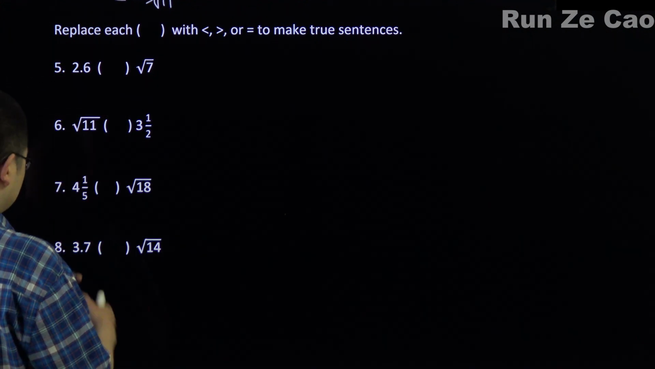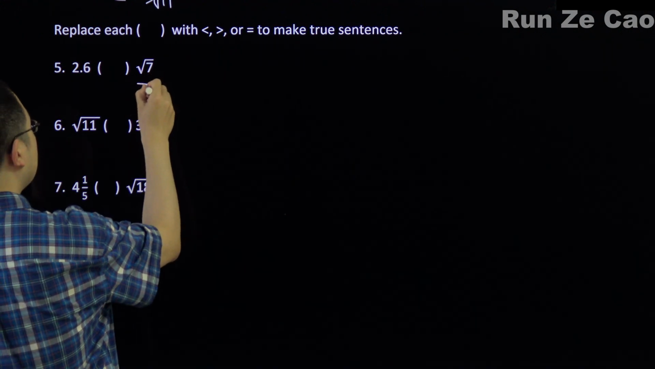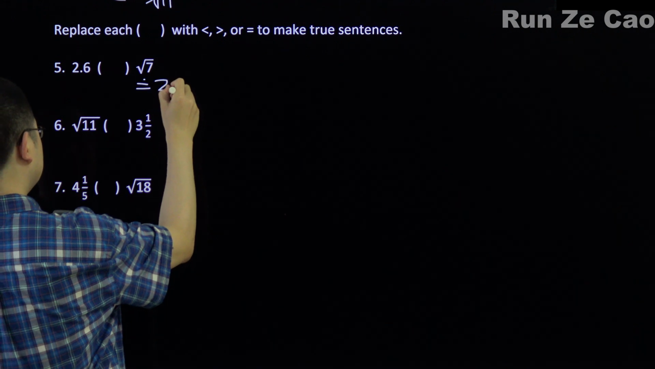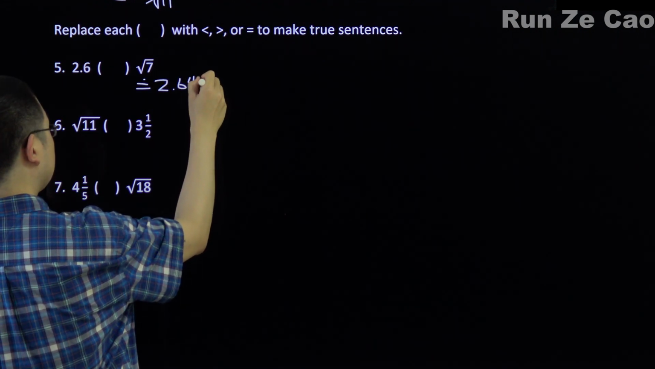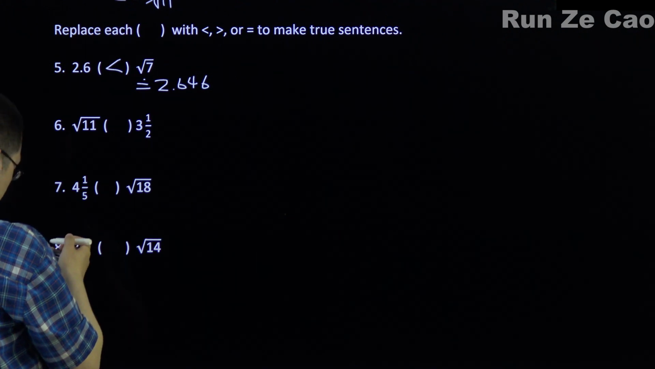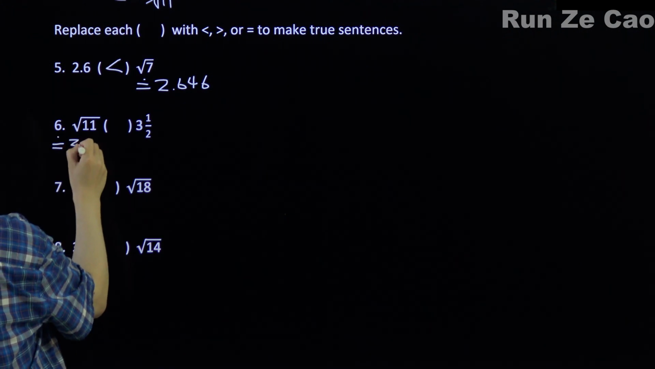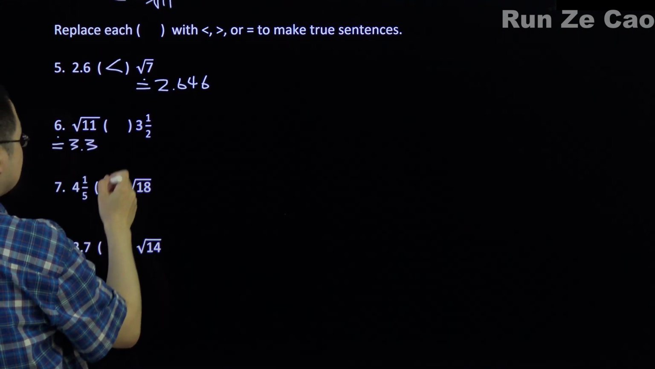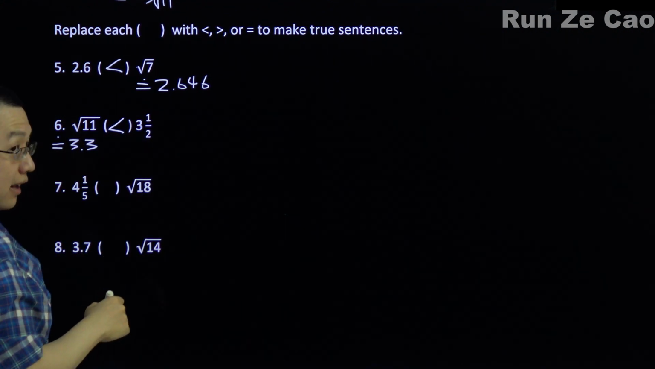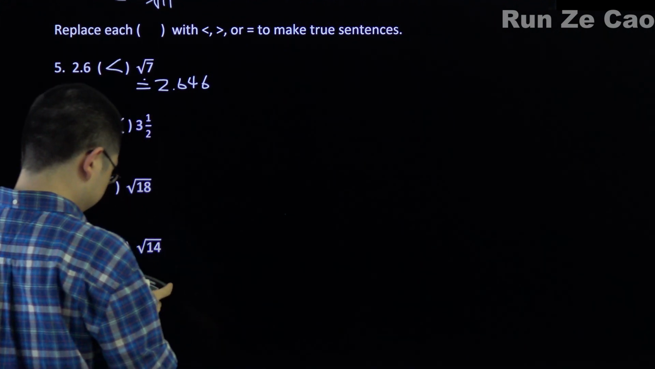So 2.6 and root 7. Oh, what's root 7? It's approximately 2.646. It's going to be greater than 2.6 then. Okay. Root of 11, approximately 3.3, which is less than 3.5. 4 and 1 over 5.